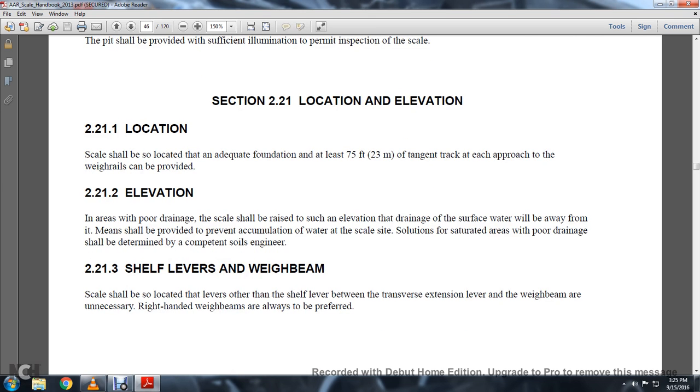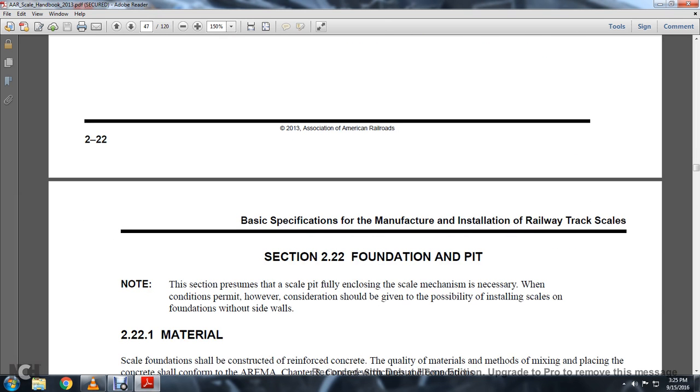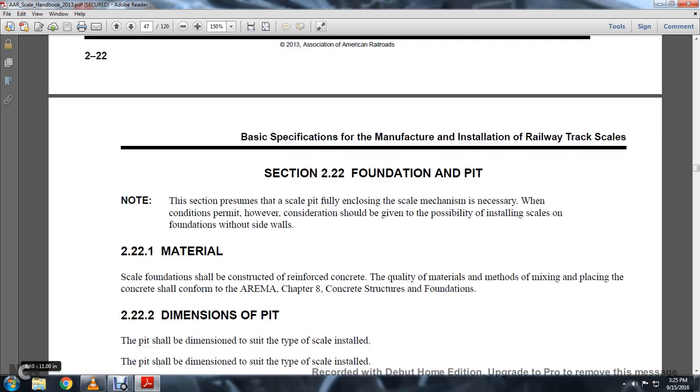221.3, shelf levers and way beams. Scales should be located so that shelf levers or other levers between the transverse extension levers and way beams are avoided, with right-hand way beams always preferred. Section 222, foundation and pit. Note: this section presumes the scale pit foundation encloses the scale mechanism, as necessary when conditions permit. However, consideration should be given to the possibility of installing the scale foundation without side walls.